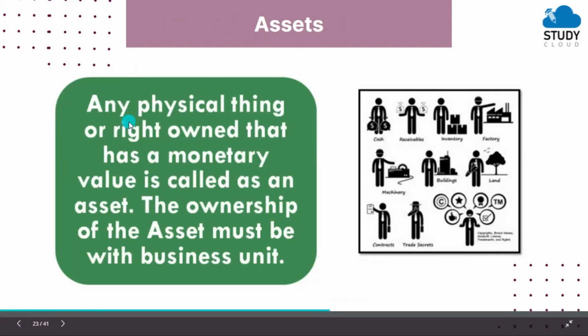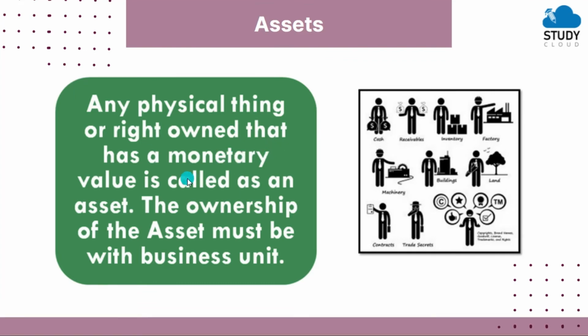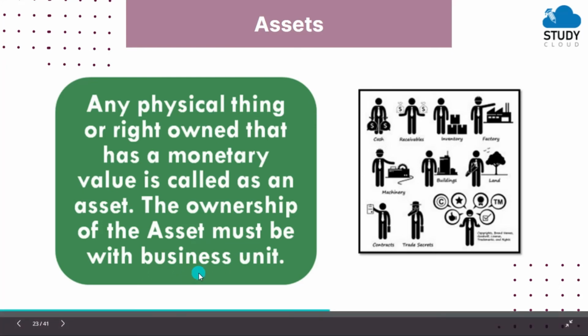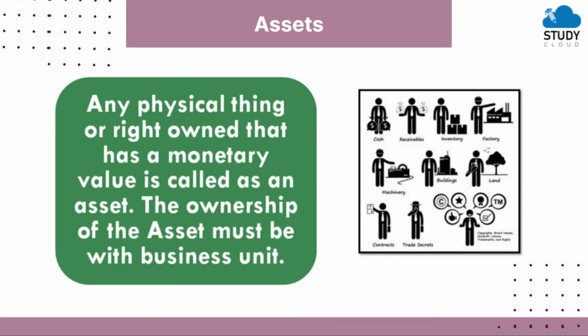Now assets: any physical thing or right owned that has monetary value is called an asset. The ownership of the asset must be with the business unit. So the property owned or possessed by the business, which has a monetary value, means you can express it in terms of money, is known as assets. So what could be the asset for any business? Their machinery, their land and buildings, their cash, that will be their asset. Motor vehicles, then computers, laptops, telephones, etc.